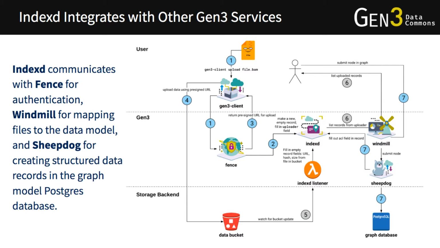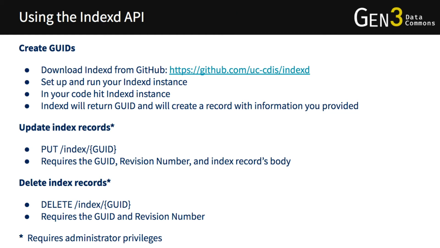IndexD integrates seamlessly with our other Gen3 microservices, like Sheepdog and Fence, to create GUIDs in a Gen3 powered data commons. However, since Gen3 is modular, IndexD can be easily integrated into custom software solutions to enable data GUID generation. For example, the IndexD codebase is public and can be downloaded from its GitHub repository. Once an instance of the service is set up and running, IndexD can be accessed by the custom software. It will mint new GUIDs and create new records with the information you provide it.